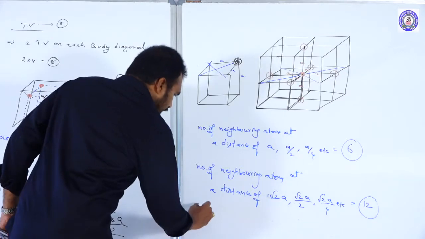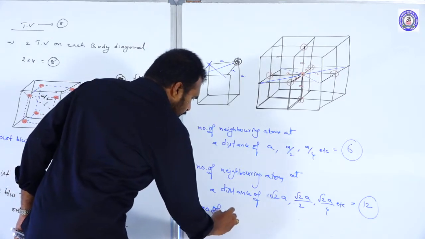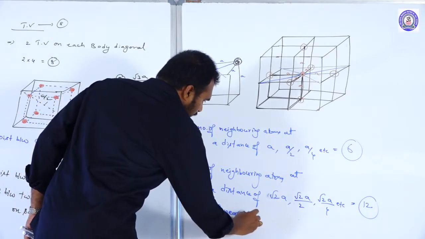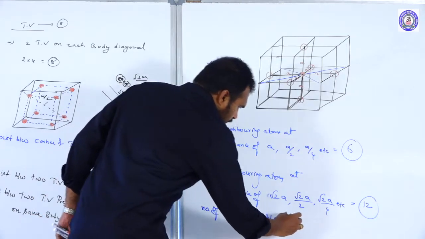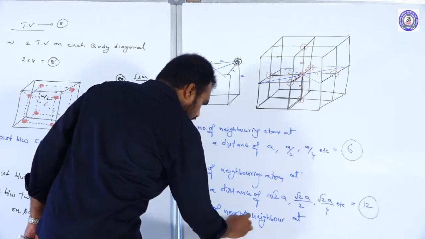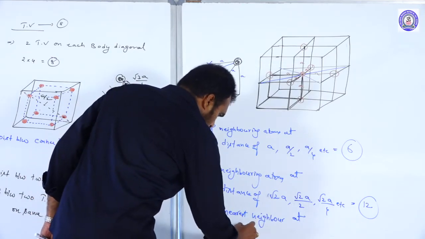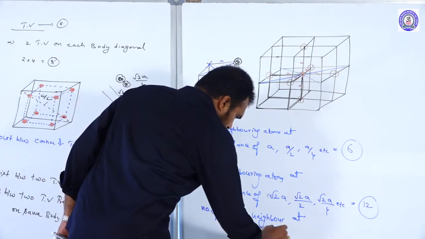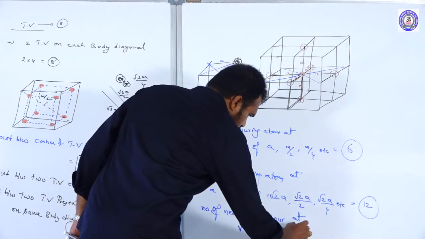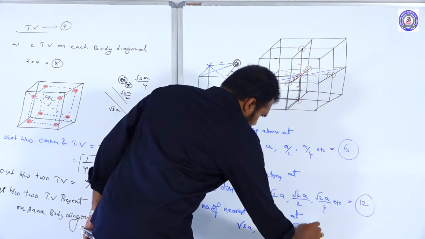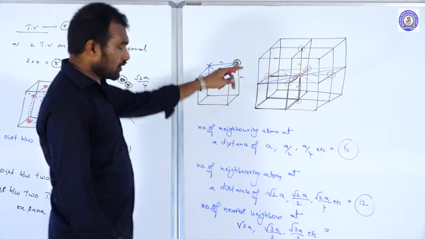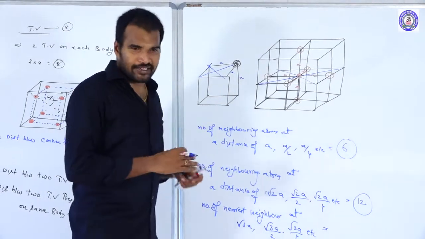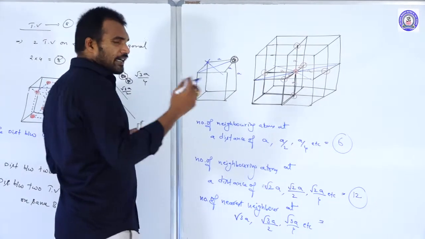Next one, number of nearest neighbors at a distance of root 3A, root 3A by 2, root 3A by 4, etc. is equal to... Yes, tell me. At a distance, root 3A is nothing but what? Body diagonal.